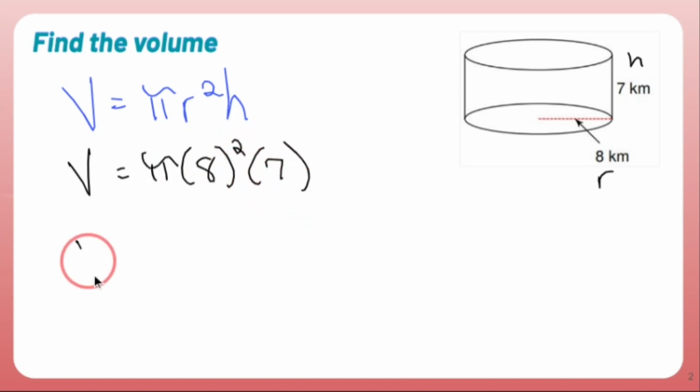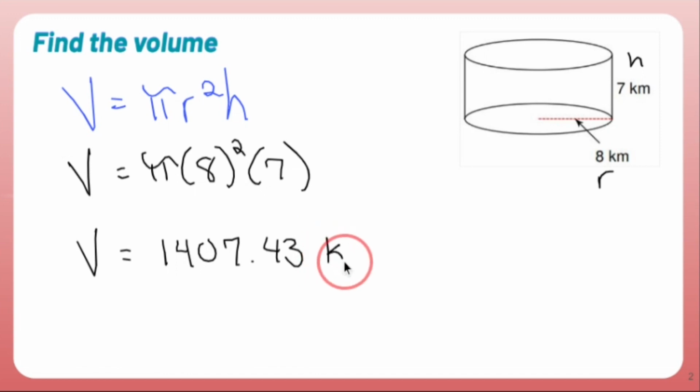So I did that. I went off to the side and I got 1,407.4335. So I'll leave it at 0.43. Now, what you don't want to forget is your unit. This is volume and it gives you kilometers. So you are going to use cubic kilometers.